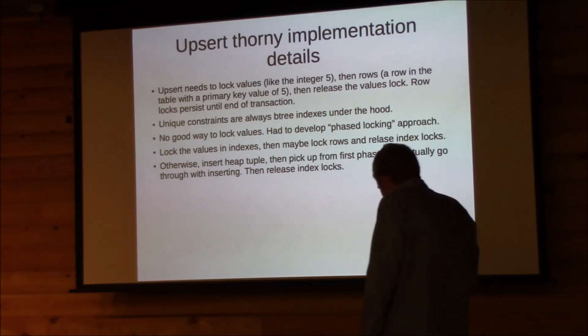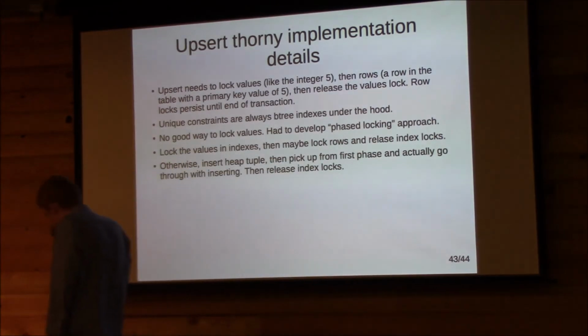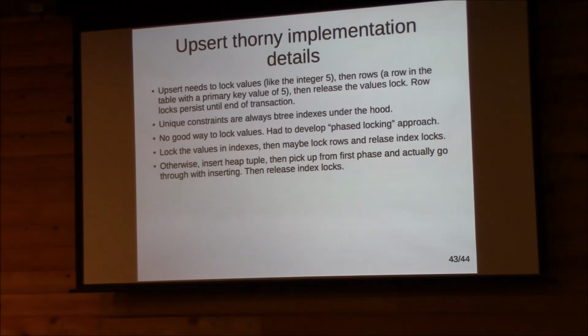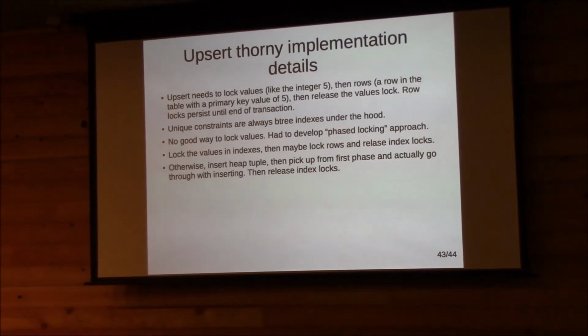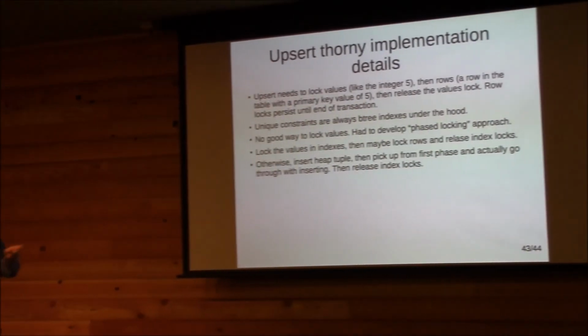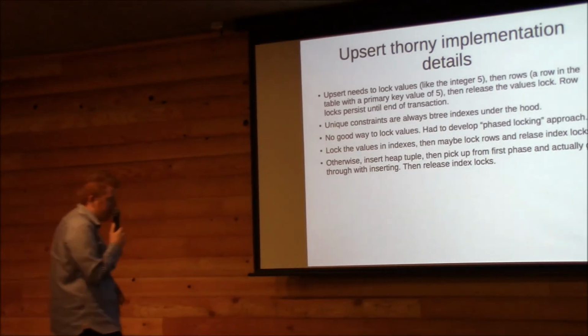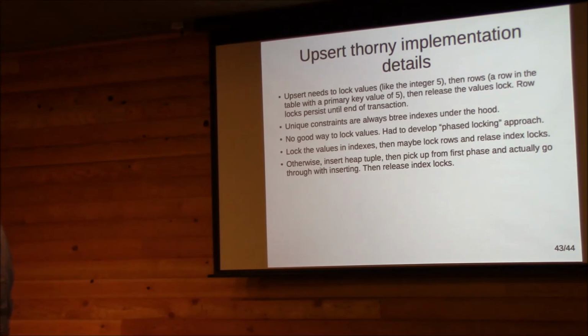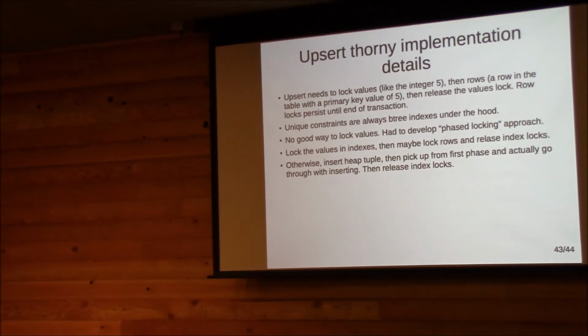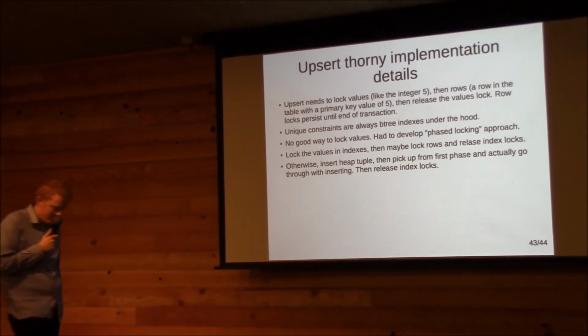So, what is the reason why it's taken so long to do upsert? I actually don't know, but I can tell you a little bit about the implementation details. With upsert, what you're actually doing is locking values, as in the integer 5, in the abstract, on a unique index on a certain table, and you also need to lock the row that contains that value if there is a duplicate. There was previously no way of locking values in Postgres, so I had to come up with that, or rather I am in the process of coming up with that.